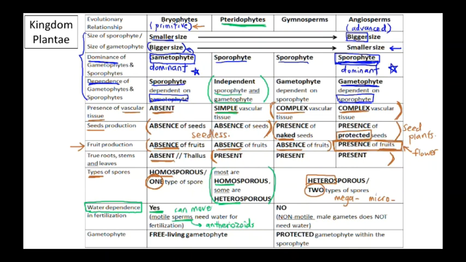What about the two more advanced land plant groups? They do not need water for fertilization. The sperms are non-motile in the groups Gymnosperms and Angiosperms. So how can the sperm and the egg meet? It depends on pollination. Maybe wind or animals will bring the sperm and the egg together for fertilization to occur. Based on this table, you can see how the plant evolved from the most primitive Bryophytes to the most advanced Angiosperms.